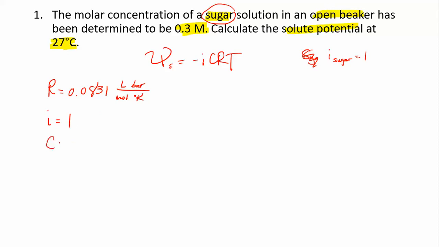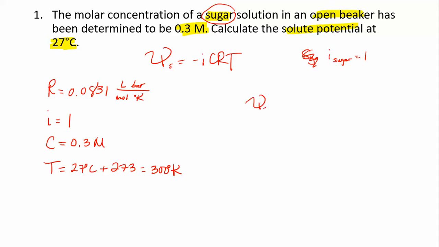We need our C, which is our concentration, and they've lovelily given us that. And we need our temperature. Now, they gave it to us in degrees Celsius, but we're going to need that in Kelvin. So we're going to add 273 to that, and that's going to make it 300 degrees Kelvin. Looks like we've got everything we need. The only thing we have to do is plug and chug, so plug in our numbers and do our calculation.